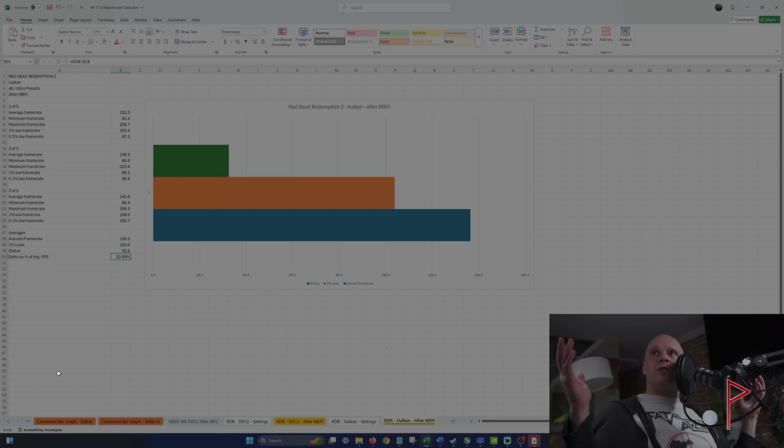Graphic settings don't do anything. You want to eliminate microstutter? You've got to get into the BIOS. Graphic settings don't do a thing. Windows tweaks don't do a thing.